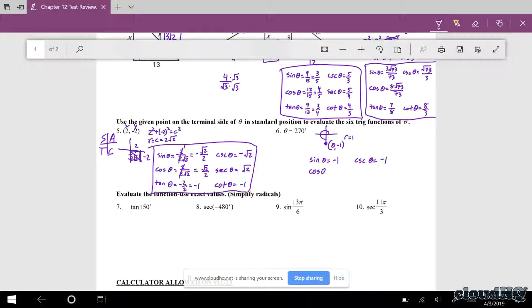Cosine, x over r, is 0. Reciprocate that, we get undefined. Tangent is y over x, so 0 would be the denominator, so that's also undefined. So its reciprocal would be 0.